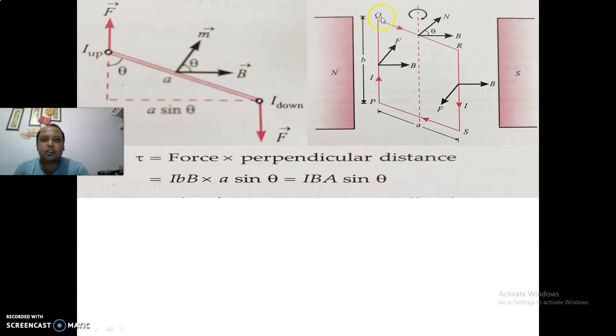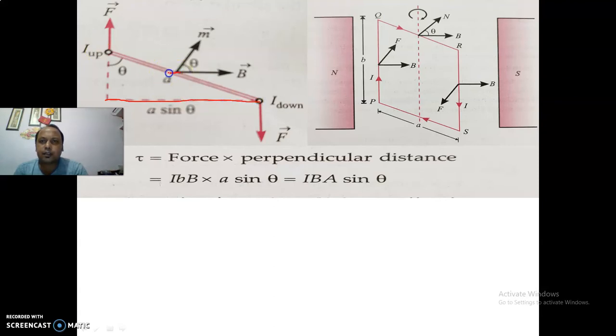You can see QR, this point is Q and this point is R. So we have this rectangular coil which we see here. B is the magnetic field, this is the perpendicular direction, and the angle here is theta, which is the angle between the magnetic field and the perpendicular direction. So here, suppose we want to find this distance. This is the perpendicular distance between the two forces.